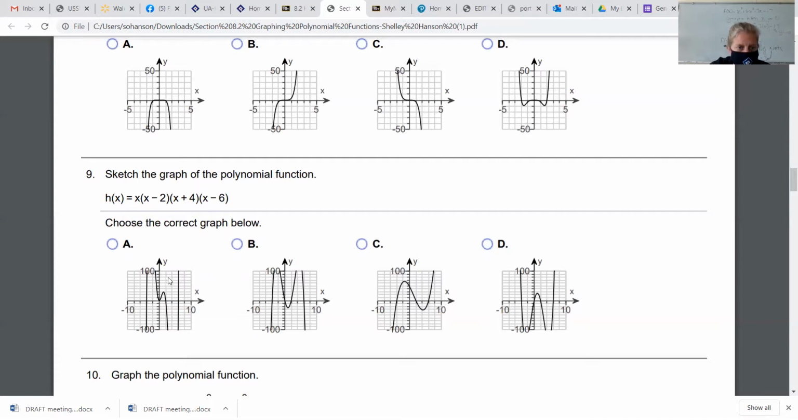This one is down and up, both down, down, and up. Look at the D, up and up. So the only one that has the end behavior that matches what it needs to be here is D.